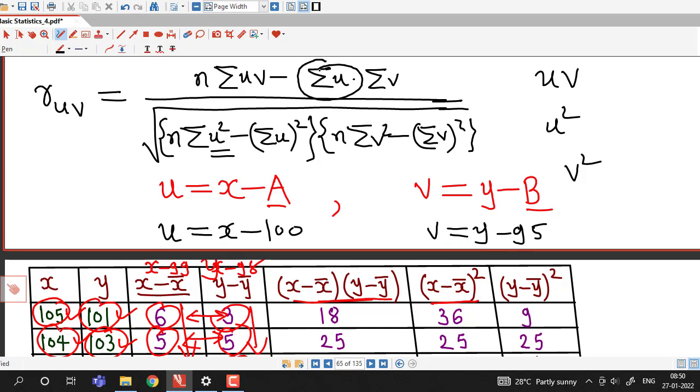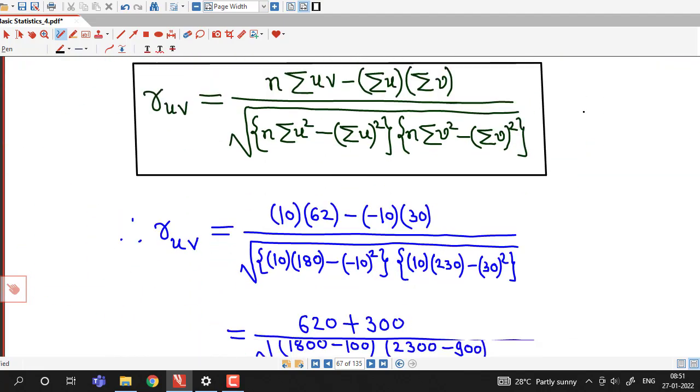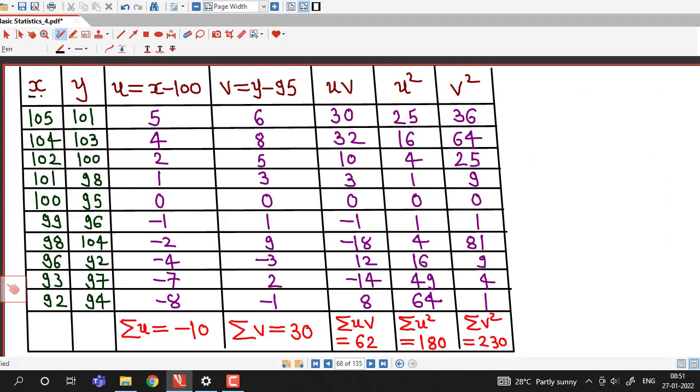So all these quantities I will require. I will require sigma u, which I will obtain by taking the sum of u values, then sigma v, sigma u square, sigma v square and sigma u into v. So from the formula itself you should decide how many columns you will require in your table. According to this I have prepared the table, and using that formula I have computed the coefficient of correlation. So here I have written the original values x and y, then u is x minus 100, v is y minus 95, then I multiply u and v. I take the square of u, square of v.